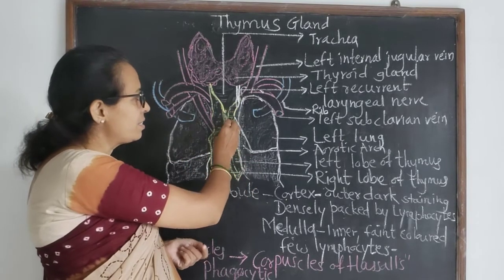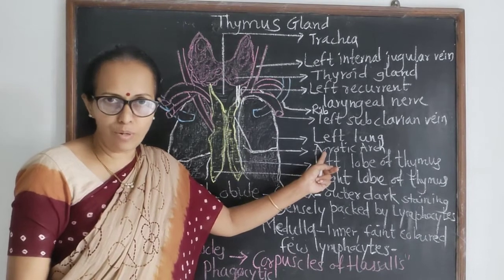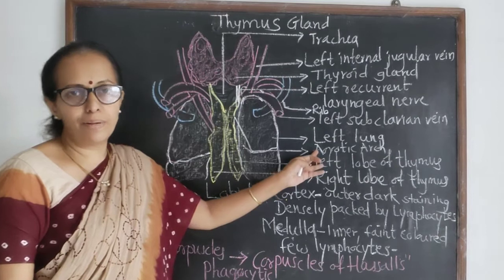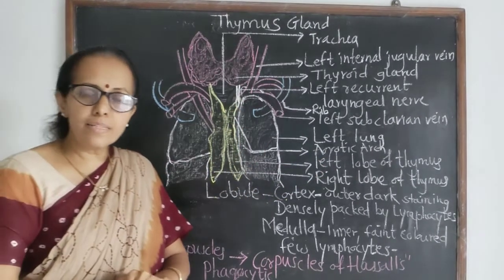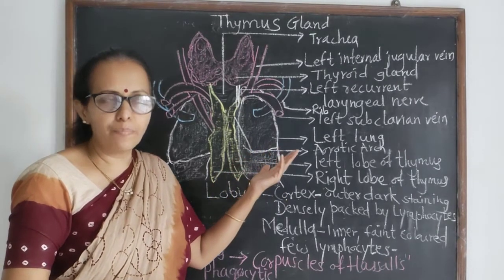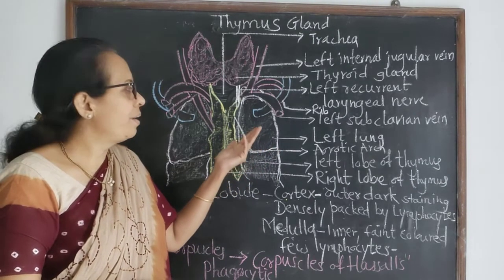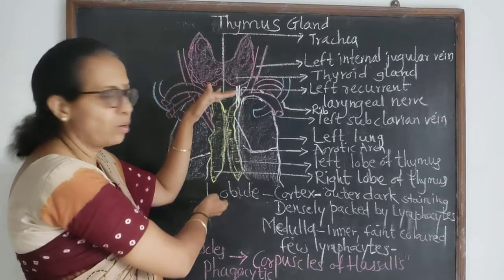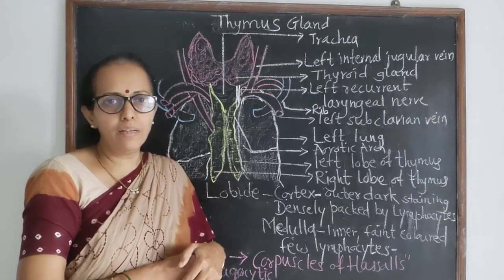It is just on the ventral side of our aortic arch or main aorta, just above the heart where the aortic arch is present. It is quite large in size at birth, that is in the earlier stages of growth, and in adults it becomes smaller in size. The size goes on reducing with age.